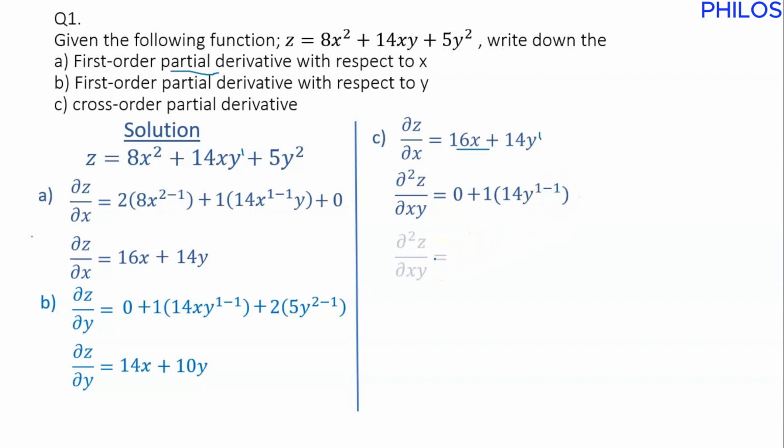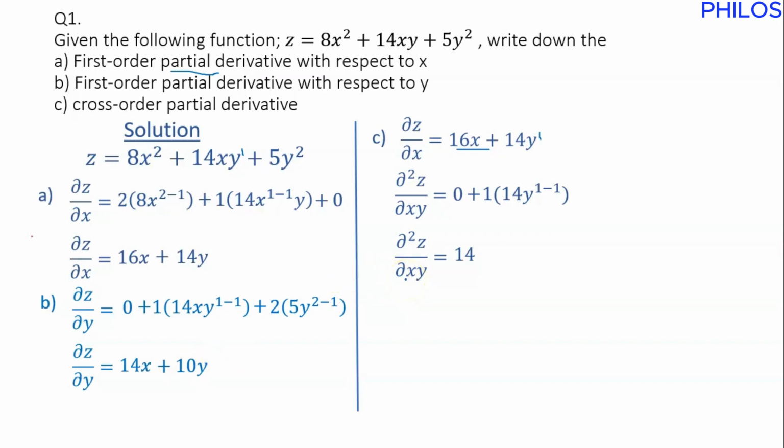So let's simplify. So partial square z partial xy will be equal to, there's no need writing the 0 anymore. So 1 minus 1 will give you what? 0, isn't it? And y exponent 0 is 1. So it means within the bracket, we should have 14 times 1, which is 14. Then we multiply by what is outside the bracket, which is 1. So that gives us 14. It remains 14. So the cross-order partial derivative is 14. If you should take this one also and you differentiate with respect to x, you get the same 14. You must get the same answer. So that is the final answer to this.